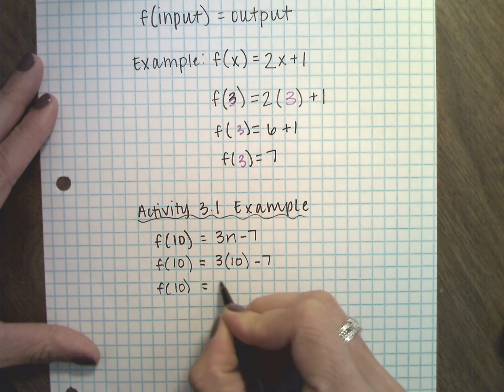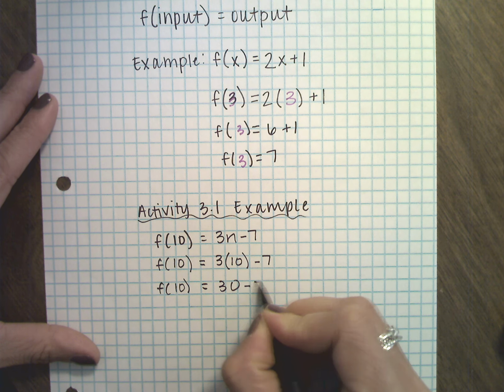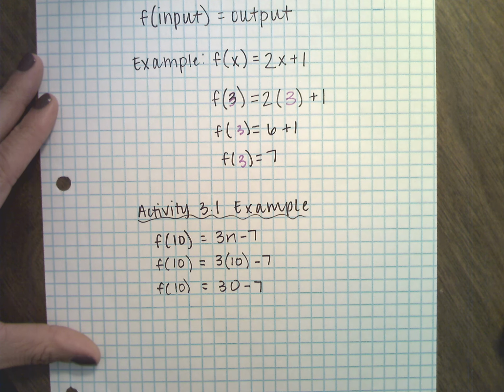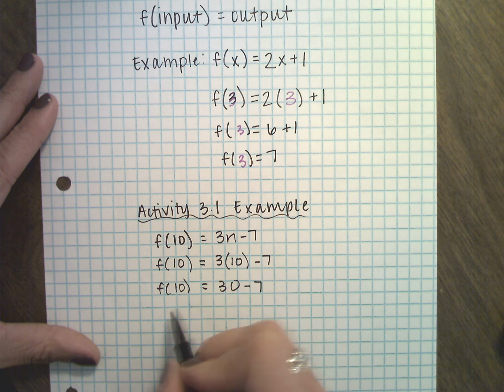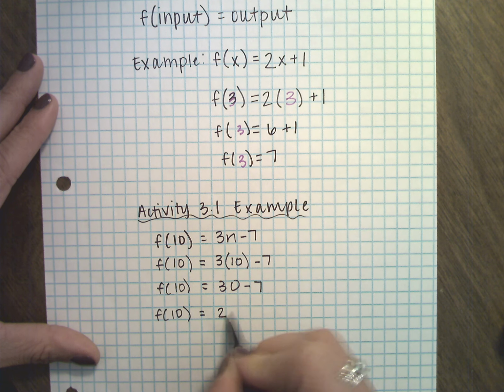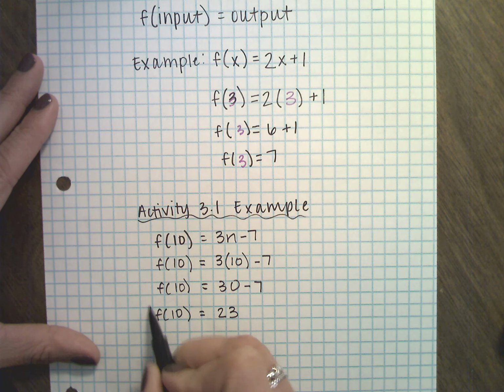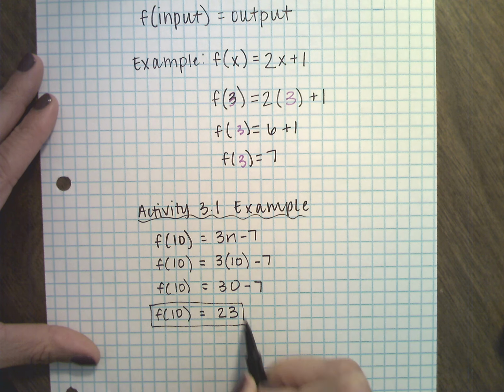And you don't have to show all of these steps. I'm just doing it for teaching purposes. So you would multiply 3 times 10 minus 7. So then f of 10 equals 30 minus 7, which is 23. And that would be your answer.